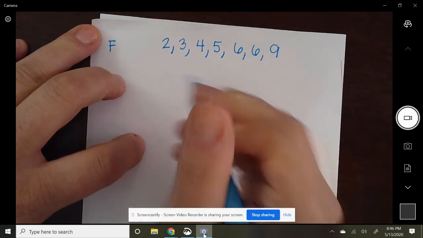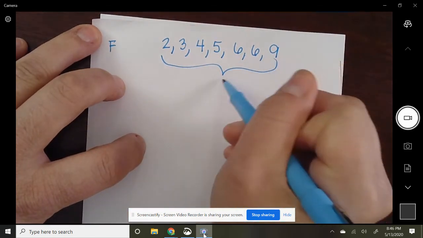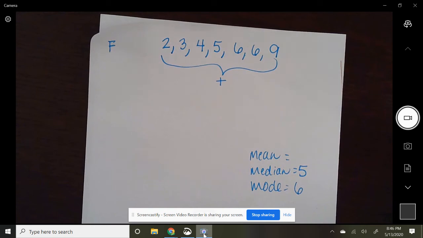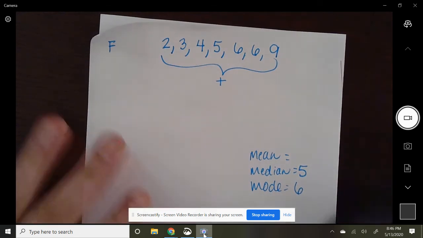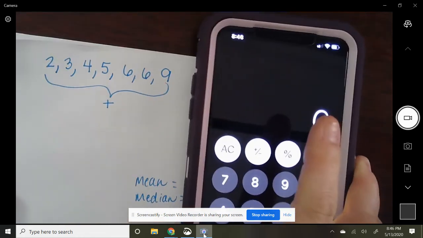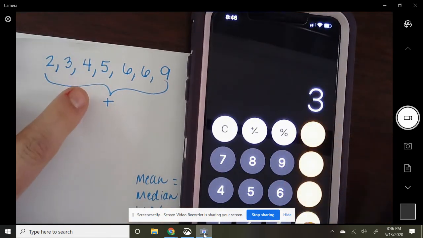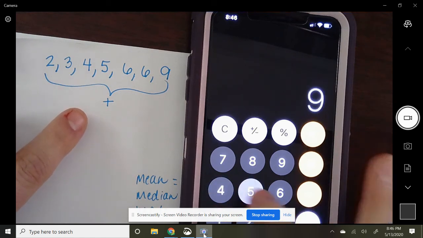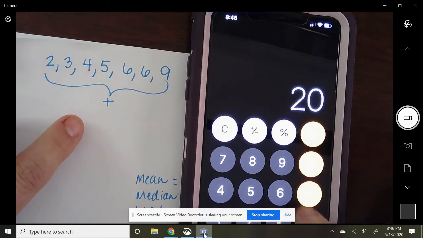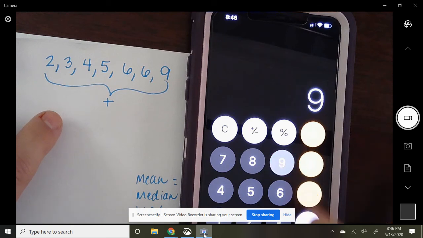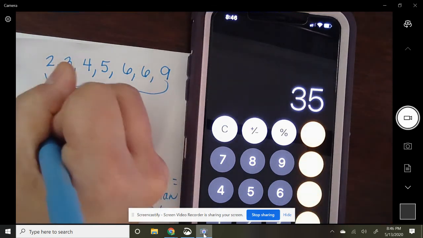Then one more time, I have to be mean to you. I have to make you add those up. And guys, it's getting late here at my house, so I'm going to use my calculator so I do not make a mistake. 2 plus 3 plus 4 plus 5 plus 6 plus 6 plus 9. I get 35.